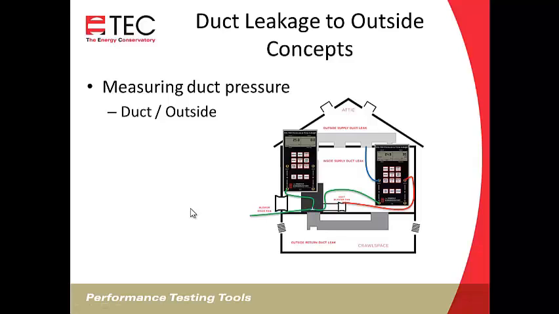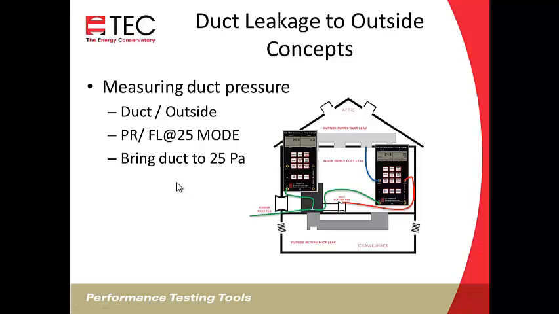If we're measuring the duct to outside pressure, the way you would do that is use a T connector and tap off of our tube going outside, so we're measuring the same pressure for both our duct and our outside pressure for the duct leakage pressure. So we're measuring duct with reference to outside, and we're measuring house with reference to outside using the same tube going outside. And when we do this, we can go to the pressure flow at 25 mode, because we're going to be seeing a pressure at 25 on our duct pressure there.